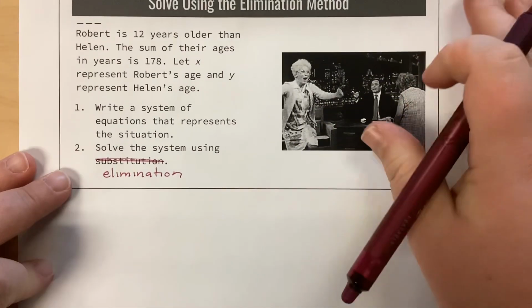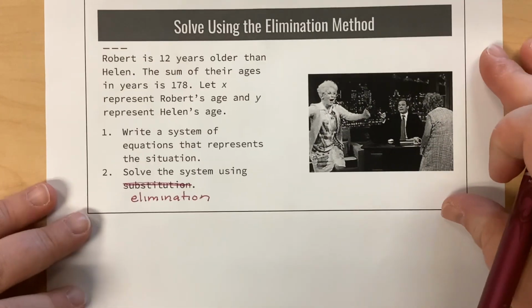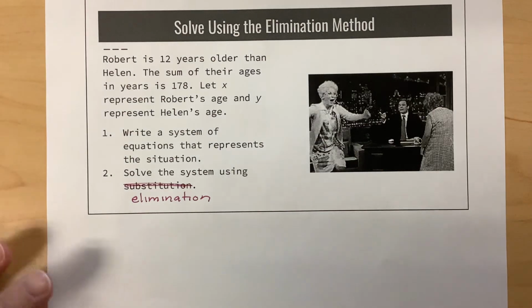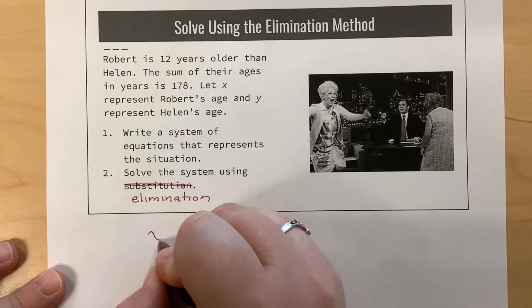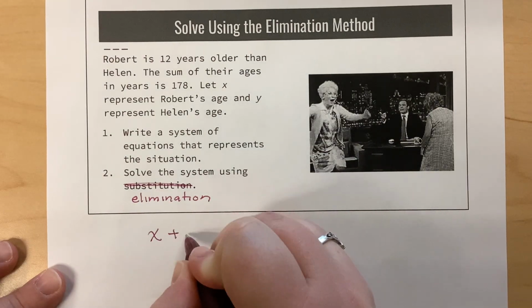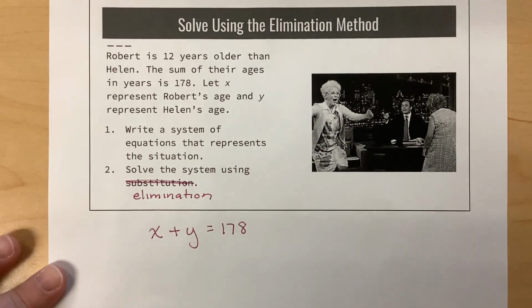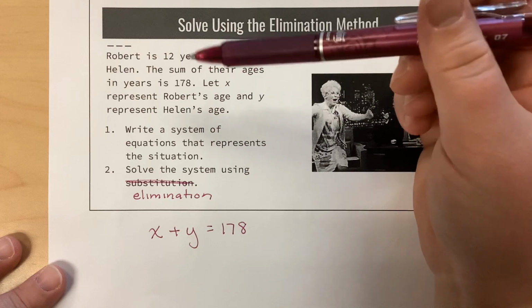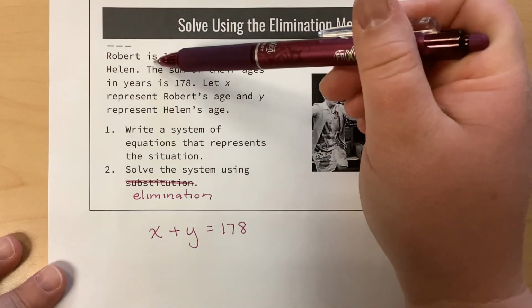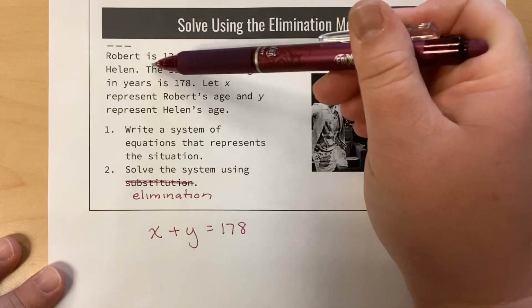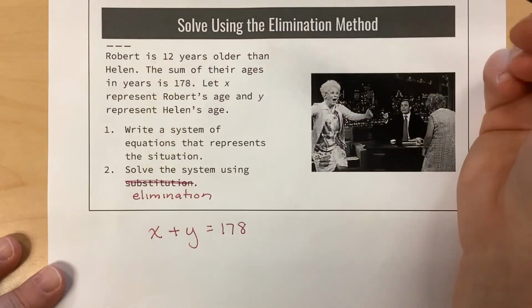All right, so we know that Robert's 12 years older than Helen and their ages together is 178. The easier one to write this time is the sum of their ages is 178, because all that means is if I take Robert's age and I add it to Helen's age, I'm going to get 178. Okay? It's that second equation that can be a little bit tricky. So this part of the sentence where it says Robert is, this word is, you can think of that as being an equal sign.